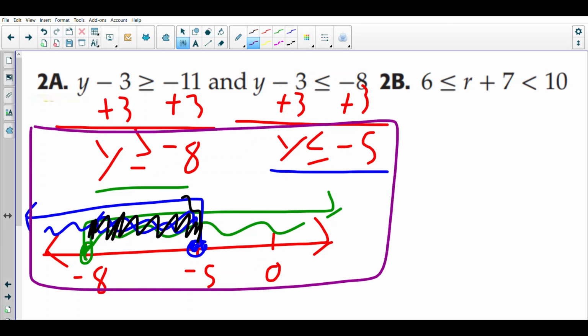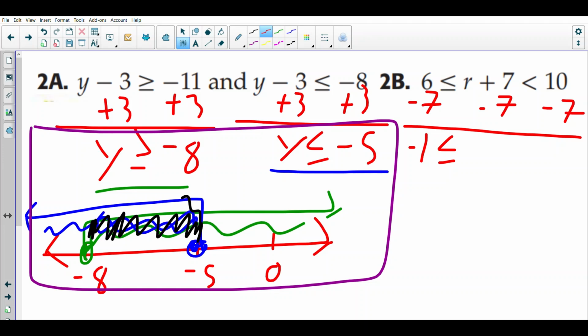All right, now the next one. 6 is less than or equal to r plus 7, which is less than 10. I'm going to subtract 7 from all three sides. So I get -1 is less than or equal to r, which is less than 3. I'm going to run out of room here, but I'm going to just do a small one. You can see how we save a little bit of room when we have a combined problem.